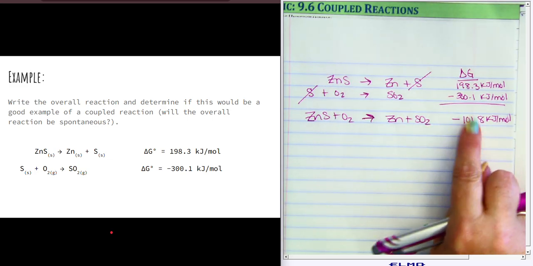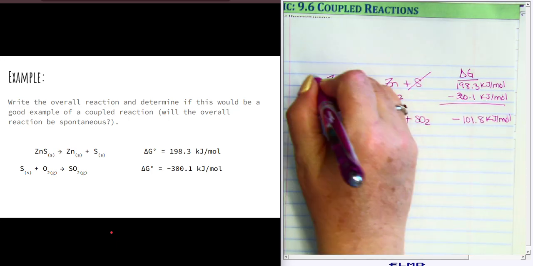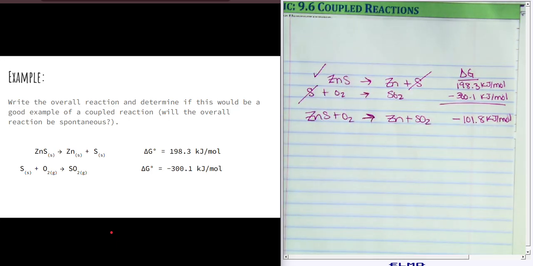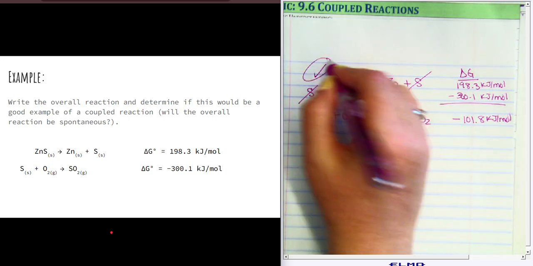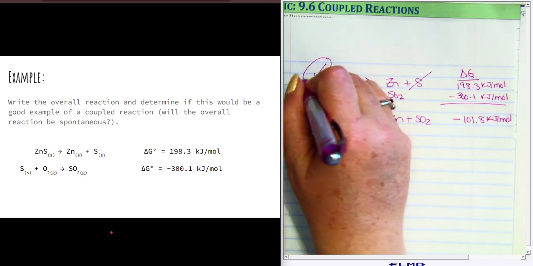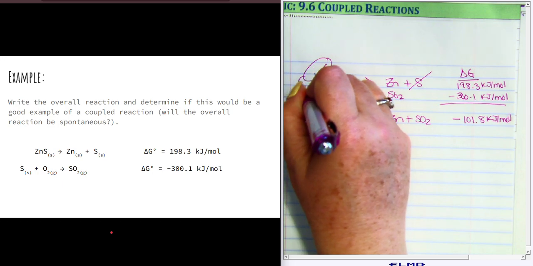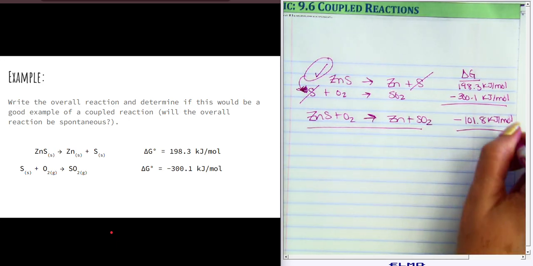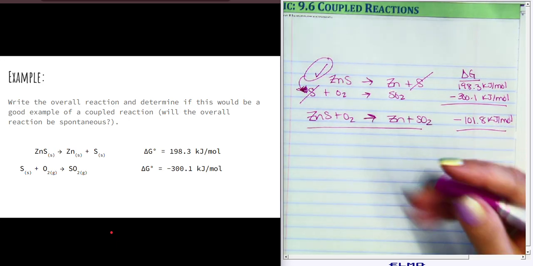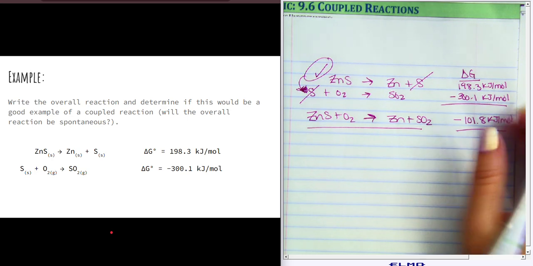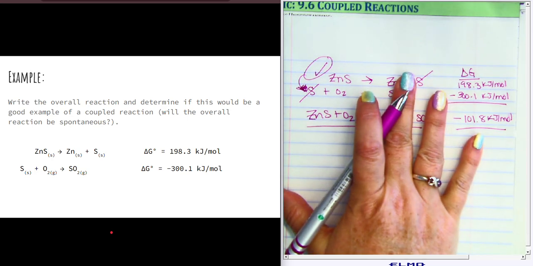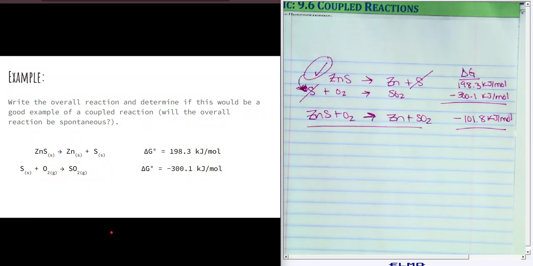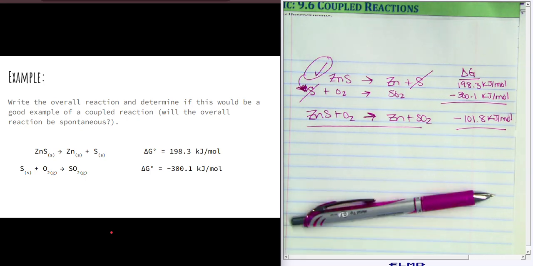So this is a perfect example of a coupled reaction, because you have equation number 1, which is not spontaneous on its own. When I mix it with this other reaction that is spontaneous, I end up with an equation that is thermodynamically favored, therefore a spontaneous reaction. So yes, this is a perfect example of a coupled reaction for the reasons I just stated, and that's the overall delta G value, and that's it.